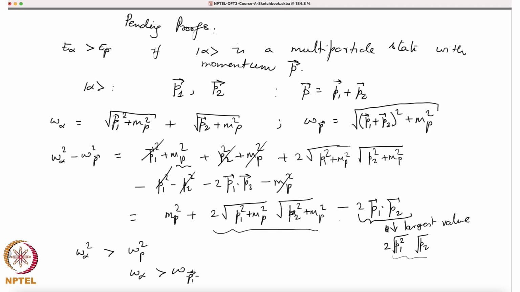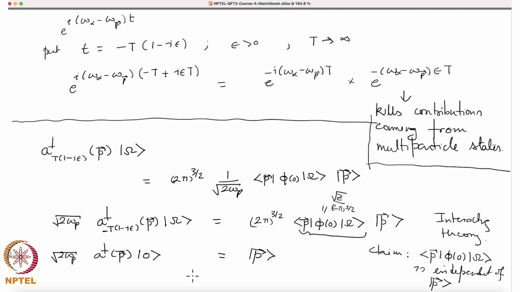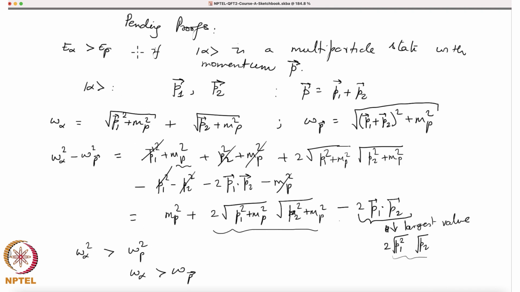And that is what we had utilized here, when we wanted to damp out all the multi-particle state contributions. Also note that T is a large negative time, so it's really in the far past. So this operator A dagger, if you are looking in the Schrodinger picture, is creating single particle states in the far past. Okay, so one of the pending proofs is done. Let's go to the next pending proof. That one is also easy.